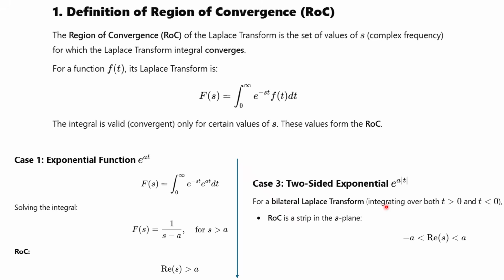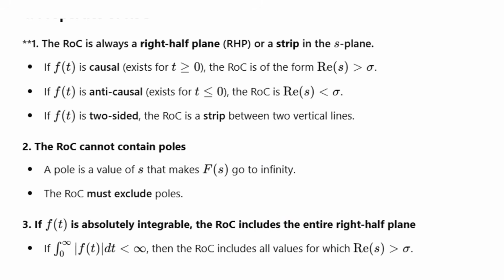This is the two-sided exponential, e to the power of the magnitude of t. In this case it will be valid for minus a less than sigma less than a, greater than minus a, right? That is the ROC in this case. So you can write e to the power at and e to the power minus at, and for e to the power at, the region of convergence ROC will be greater than a, and for e to the power minus at, ROC will be less than minus a, right? So you can get.